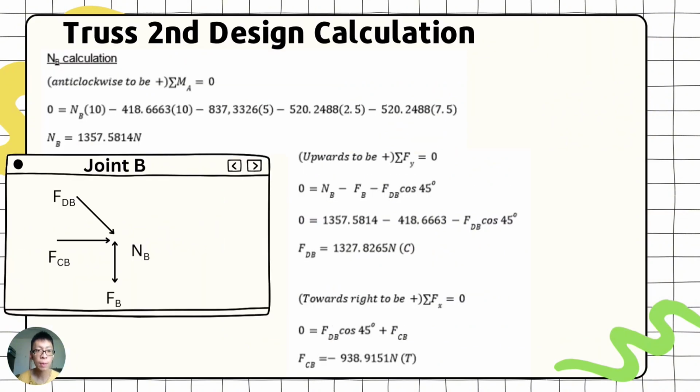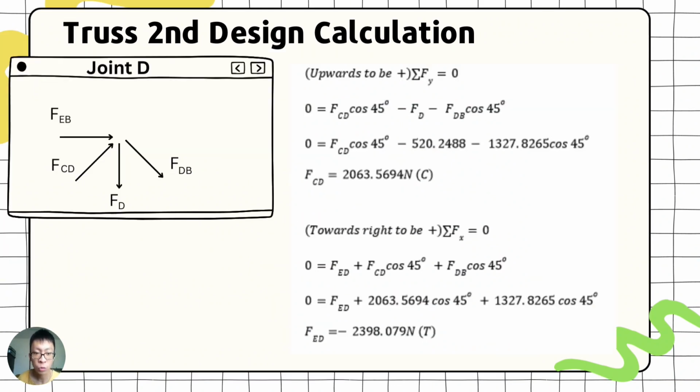And later on, we need to calculate the MB calculations. We use the summation of moment at A equals 0. We didn't use the summation of moment at joint B, because if we used joint B, we would need to calculate the force at joint A, right? So it will be very complicated since it has AX and AY as unknowns. So we use joint B as the alternative instead. So from here we get that FTB and FCB are compressive and tensile force respectively.